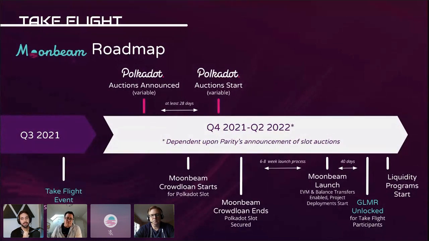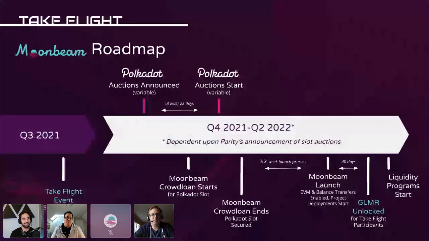That's then what starts the 40-day lock counter, where 40 days later, anyone who participates in Take Flight will have their Glimmer tokens unlocked at that point. And I think the story of Moon River is still unfolding, but there's already substantive activity going on in terms of partners deploying.